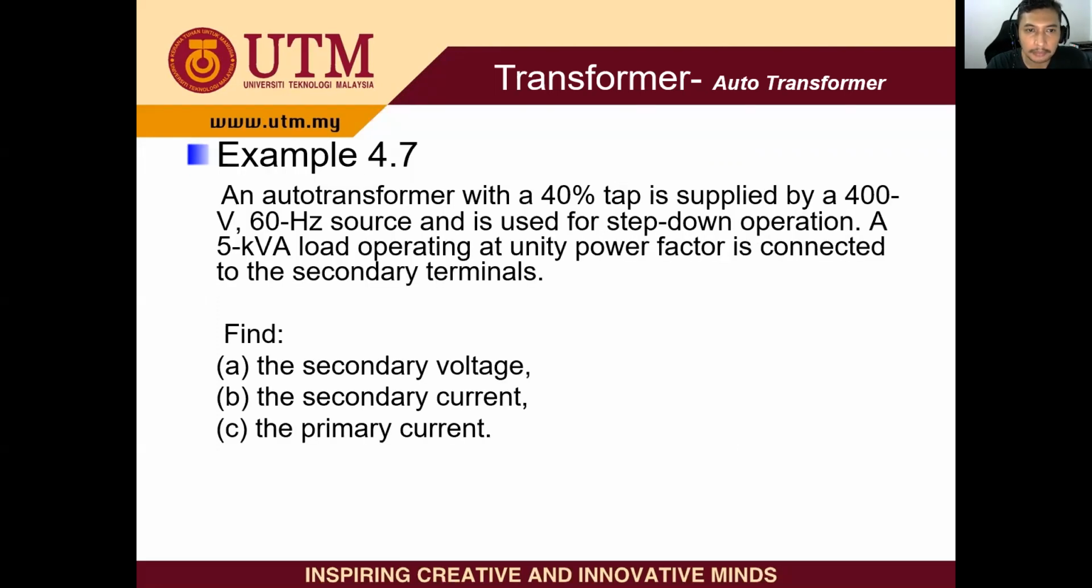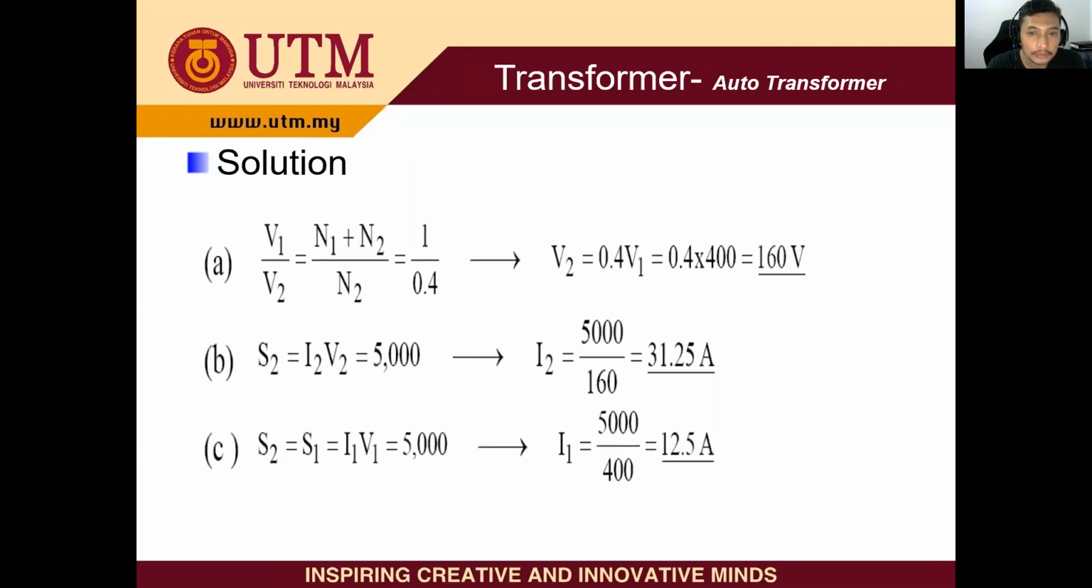Example 4.7. An auto transformer with a 40% tap is supplied by a 400 volt 60 hertz source and is used for step down operation. A 5 kVA load operating at unity power factor is connected to the secondary terminal. Find the secondary voltage, the secondary current, and also the primary current. So we have the solution here.